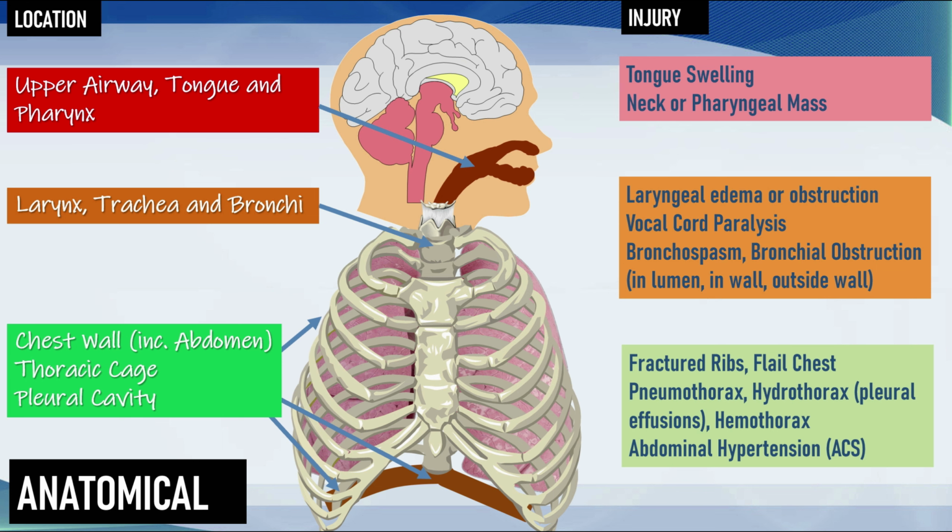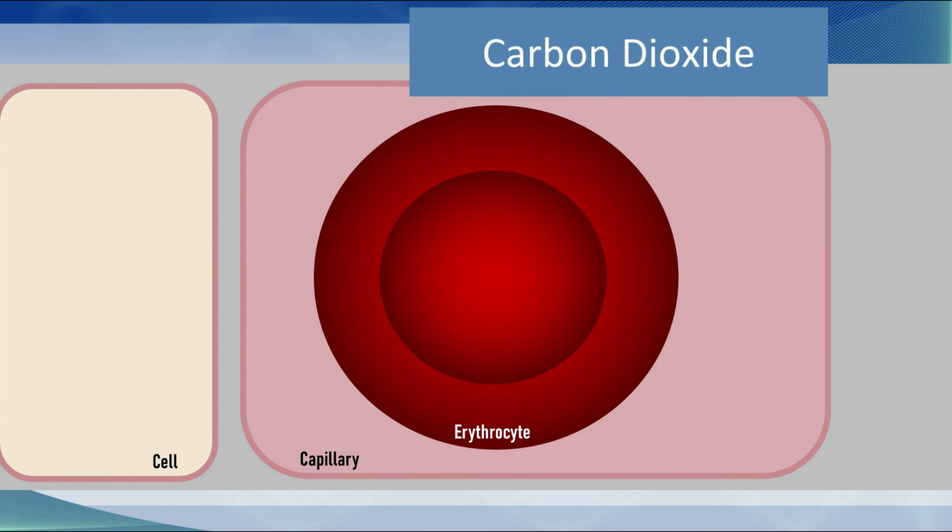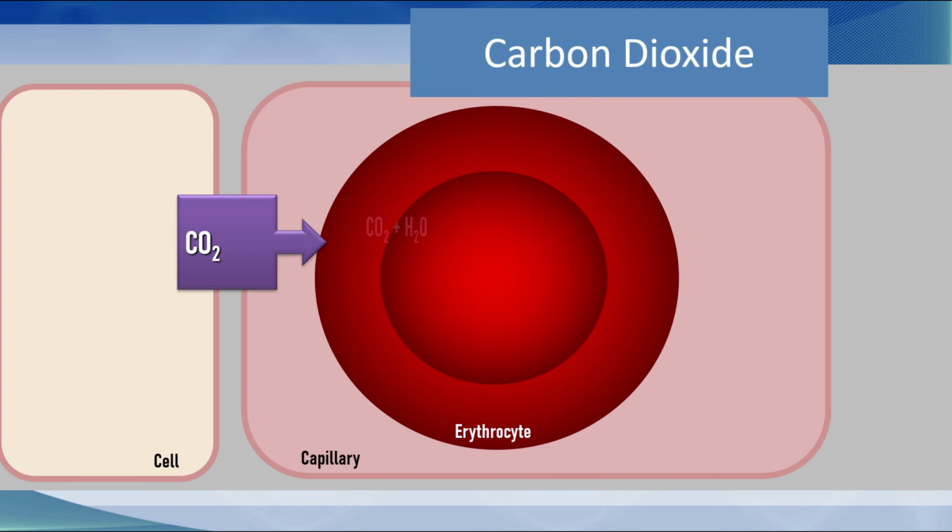Now let's look at the basic generation and movement of carbon dioxide in and out of the blood. Carbon dioxide is produced within mitochondria as part of aerobic metabolism. Oxygen is consumed, carbon dioxide is generated. And then it diffuses out of the cell into the blood capillaries and then into the erythrocytes. They are the red blood cells.